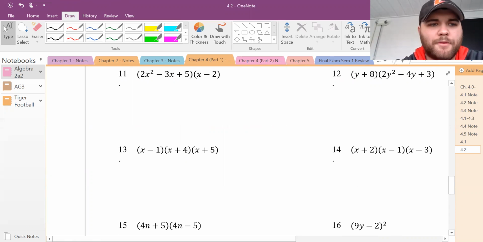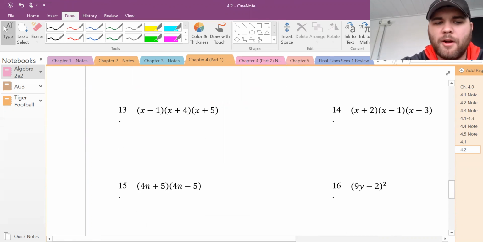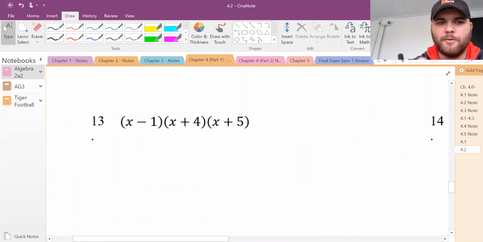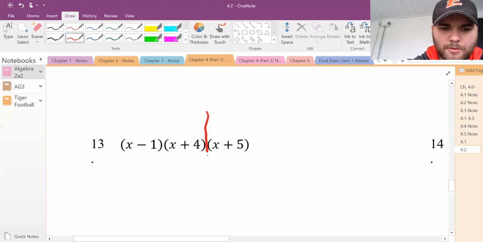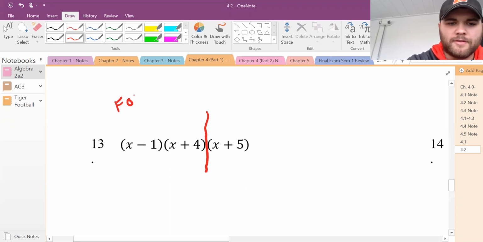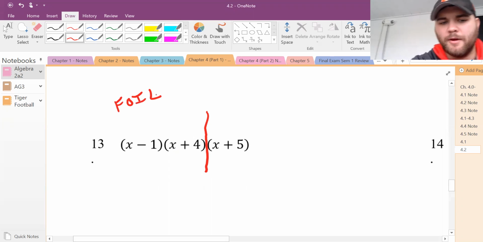13 is something you are not familiar with, okay? Here's the process on 13. Here's what we want to do. So I want to split this into really 2 separate problems. So I'm going to draw a line right there. I'm going to FOIL on this side, on the left side. So let's go ahead and do that.